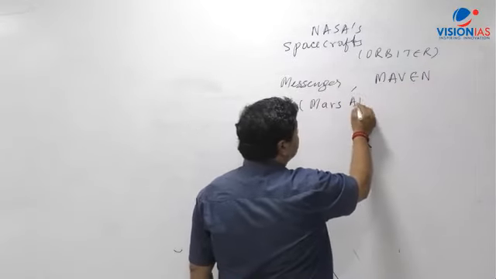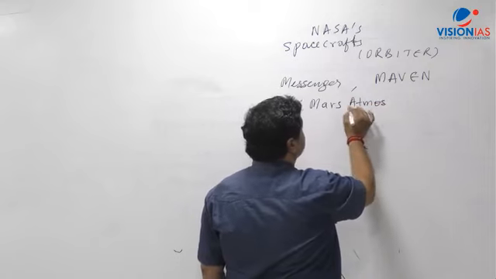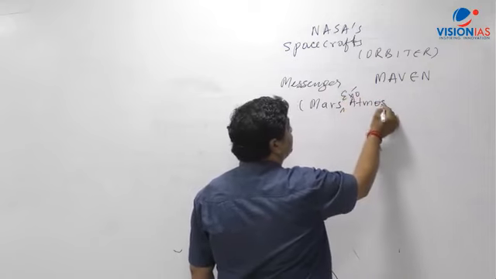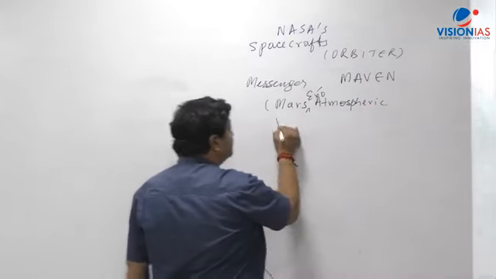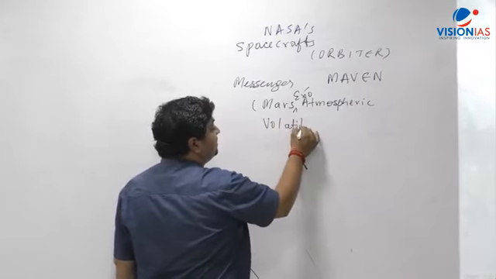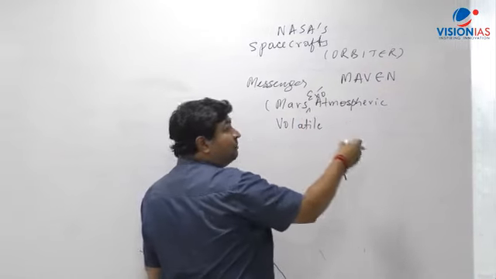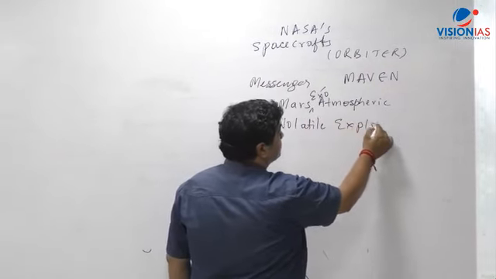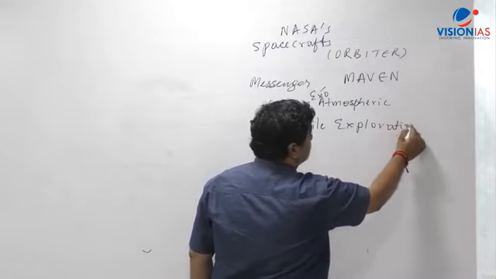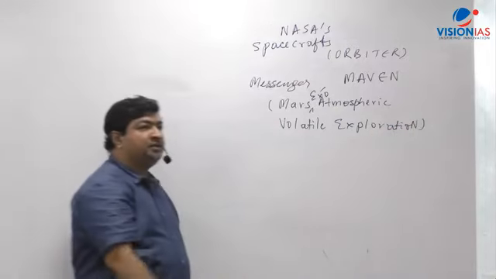MAVEN stands for Mars, A is Atmospheric, exoatmospheric. Here the word is exoatmospheric. Right? V stands for Volatile. Now till yet in any exam this has not been asked, but I'm providing you that information. Volatile Evolution. I'll now give you a very interesting aspect of that.